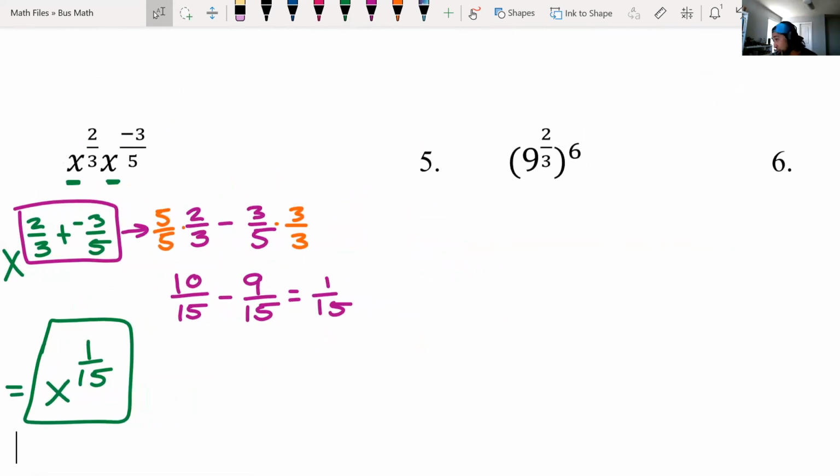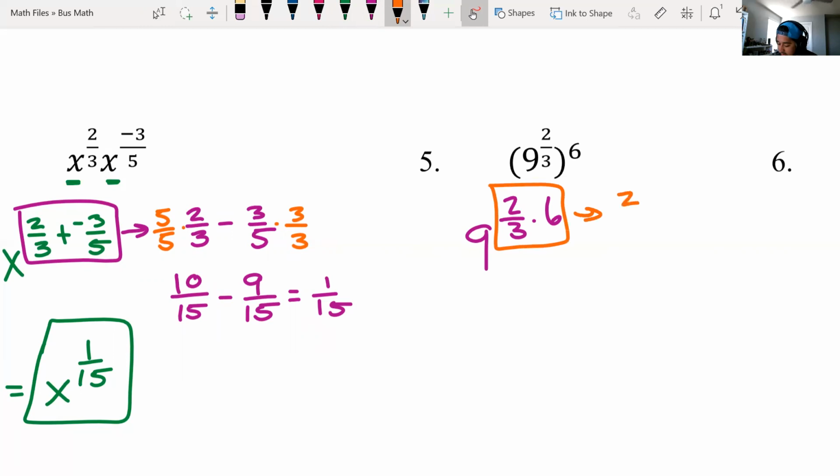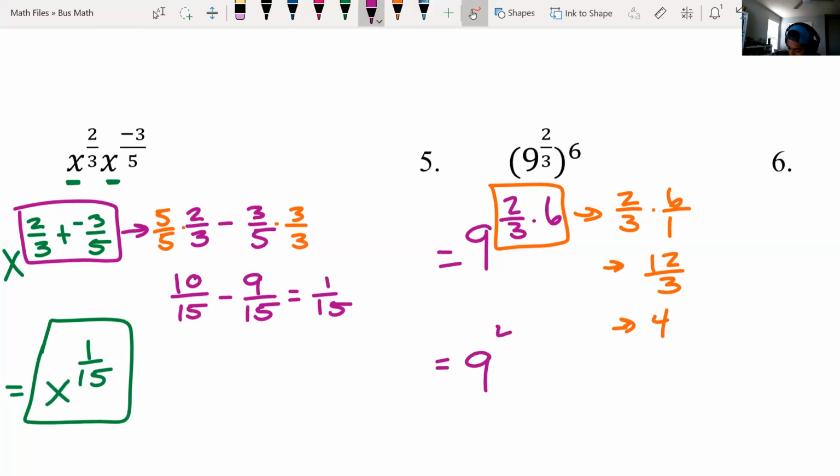5. 9 to the 2/3 raised to the 6. This is power to a power, so the operation here is multiplication. So you're going to get 9 to the 2/3 times 6. So 2/3 times 6. Well, I can make that 6 over 1. That would give me 12 over 3, because with fractions, you multiply straight across, which gives me 4. So this means you get 9 to the 4th.